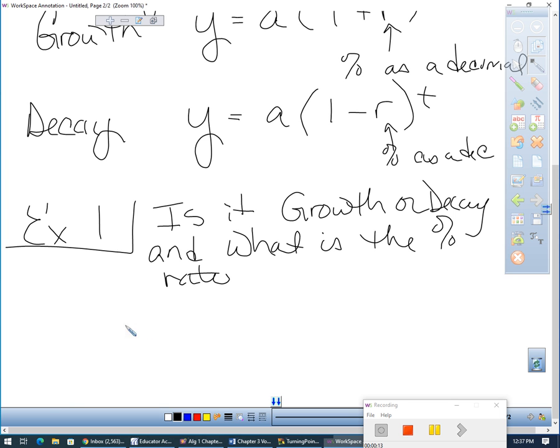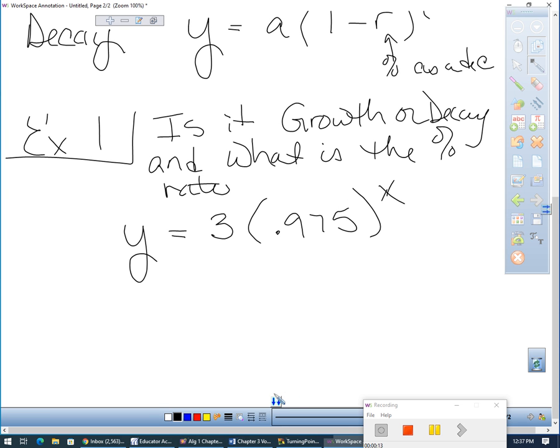So for example, if I give you y equals 3 times 0.975 to the x. This, if you look inside the parentheses, that is between 0 and 1, so this is a decay. Exactly. Good. Now I need to know what the percent is.